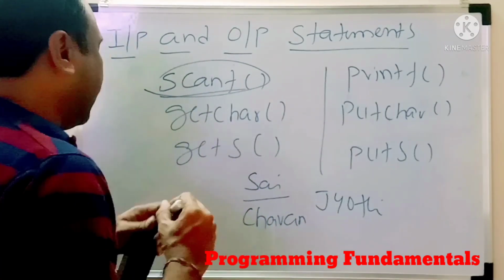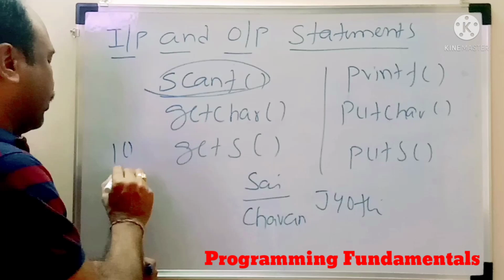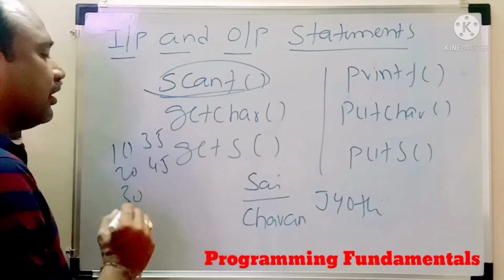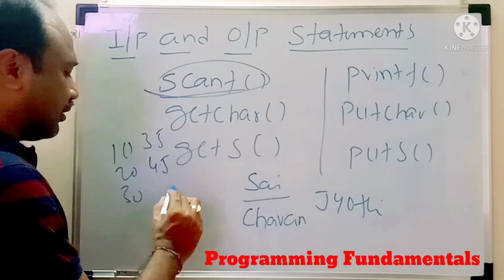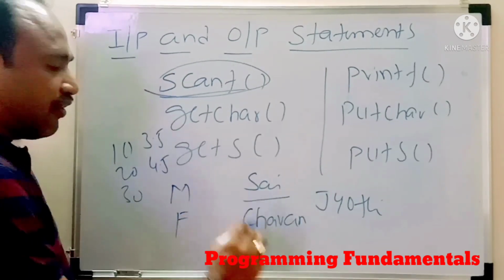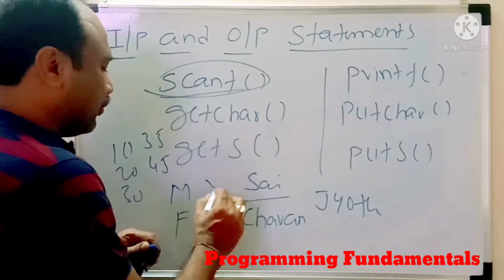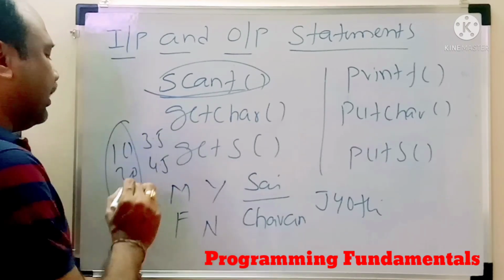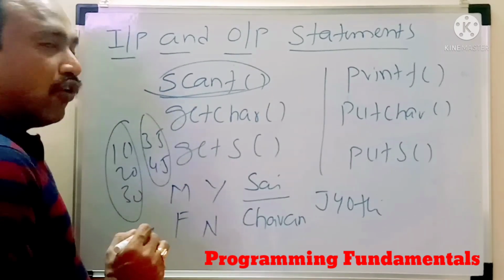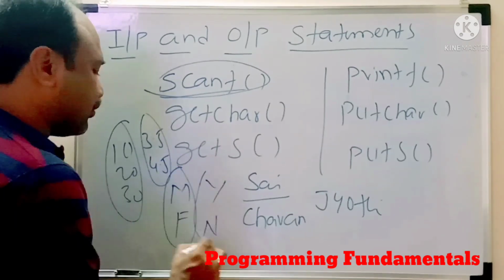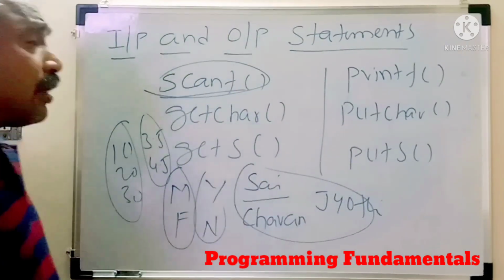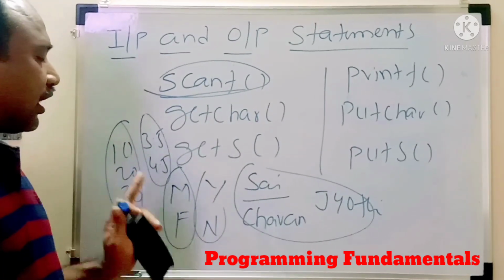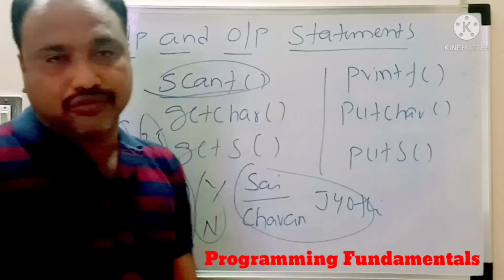So scanf can read integer values like 10, 20, 30. It can read real values like 3.5, 4.5. It can read, enter your gender: male means M, female means F. Are you sure you want to continue? Y means yes, N means no. Here this data is integer data. This data is float values. These are characters. These are what? Strings. By using scanf, I can read integers, real values, character values or string values.